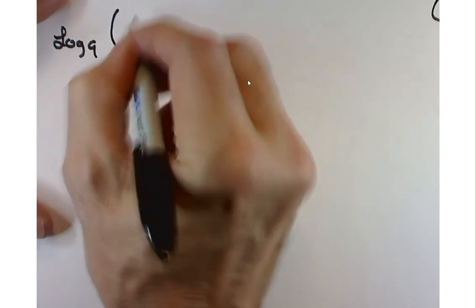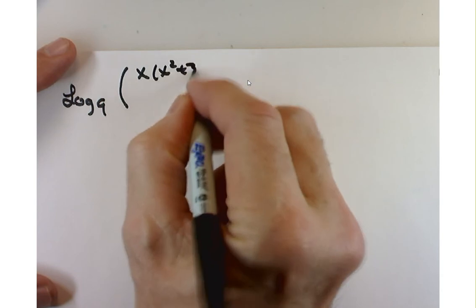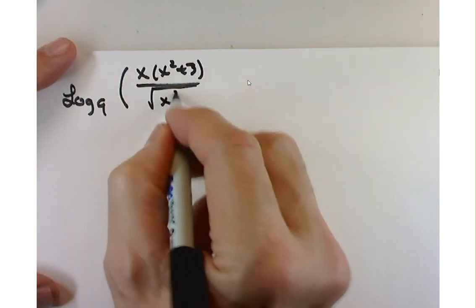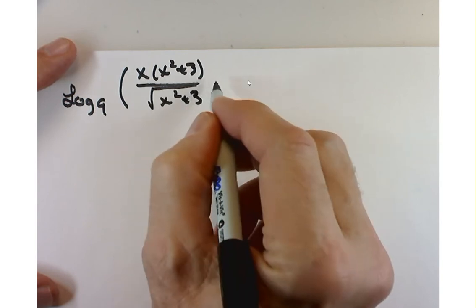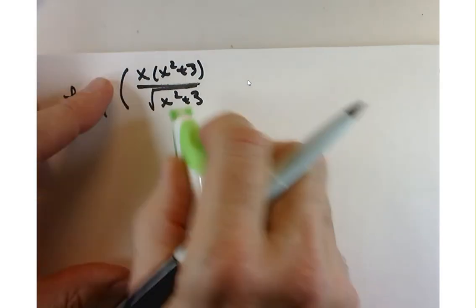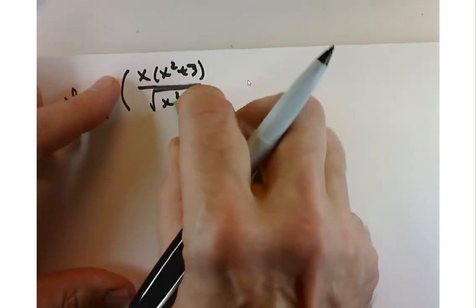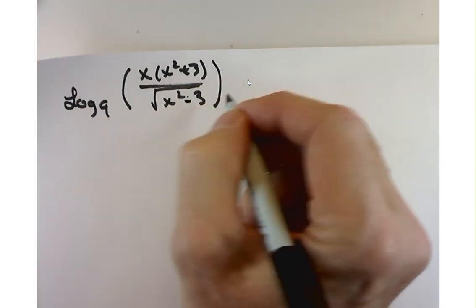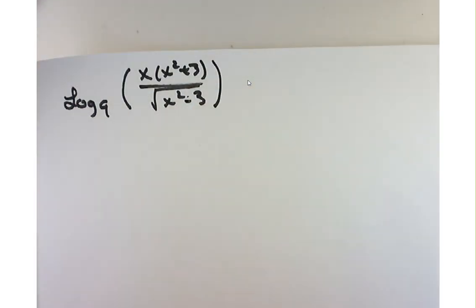Log base 9 of x times x squared plus 3 divided by the square root of x squared plus 3. Minus 3, my bad. Should be a minus 3 in denominator. Not that overall it's going to make a big difference to our work in the problem, but let me just keep it consistent.